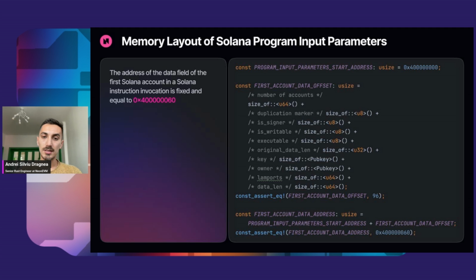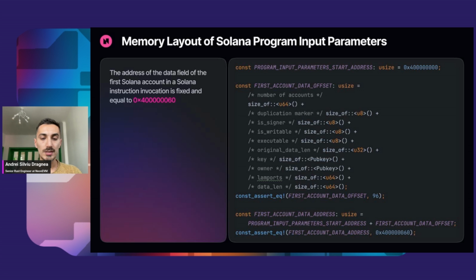Also, there is the data len counter, which shows you the original data length of this account, because as I said, each account has a data array inside it. The key is the pub key of the account. The owner is the owner of the account, because in Solana, each account has an owner as part of the account model.